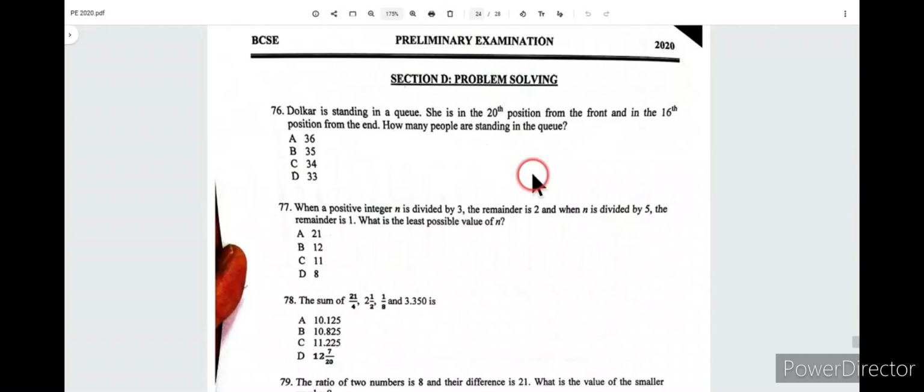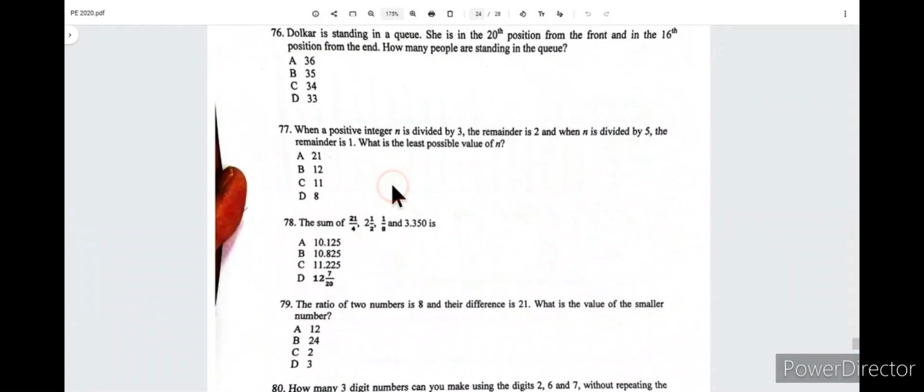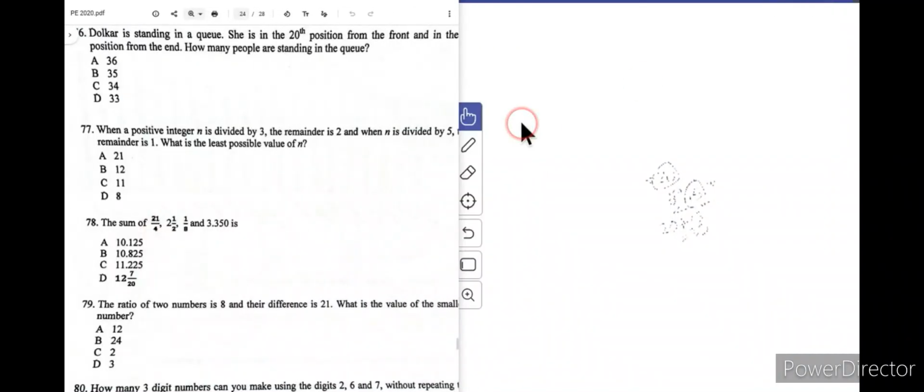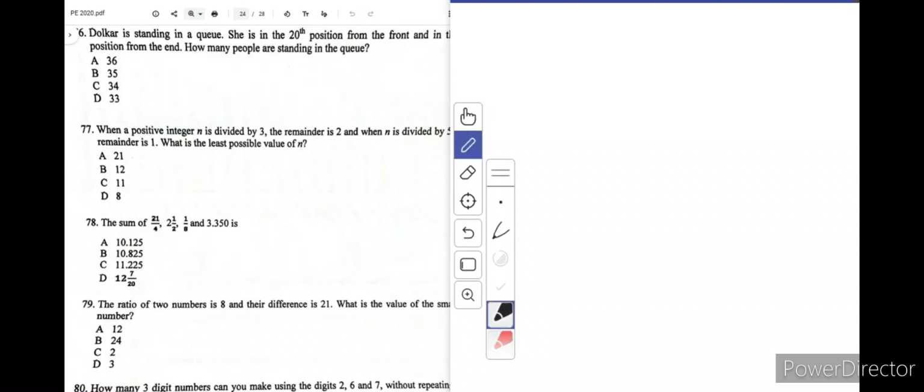Now let's look into question number 77. When a positive integer n is divided by 3, the remainder is 2, and when the number is divided by 5, the remainder is 1. What is the least possible value of n? For such a question, we have a formula called Euclid's division formula, but in such competitive examinations we would not be using the formula. Instead, we will try to test the cases with all the options. This will help us manage our time better.